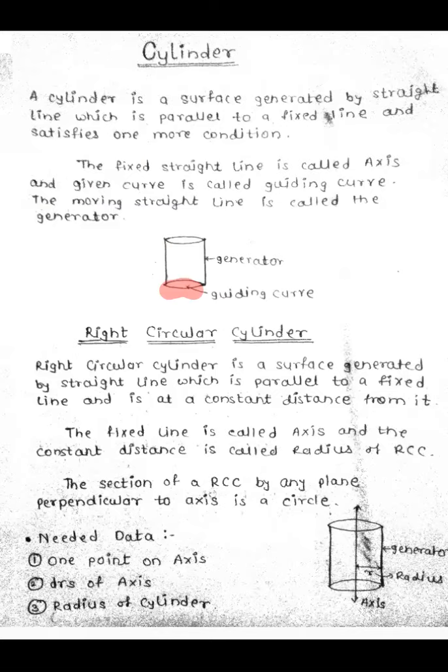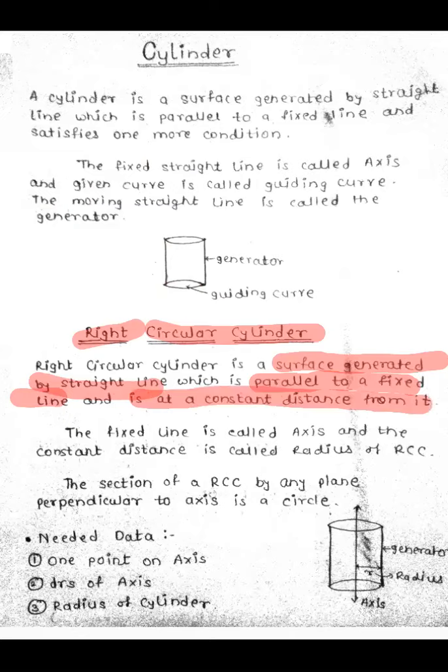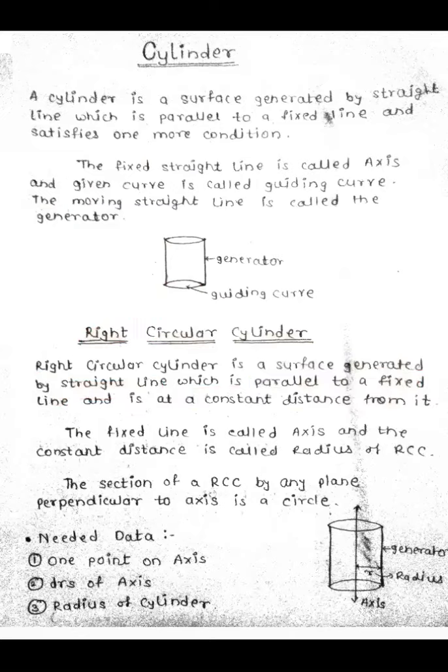Let's start with the right circular cylinder. A right circular cylinder is a surface generated by a straight line which is parallel to a fixed line and is at a constant distance from it. The difference between a cylinder and a right circular cylinder is that there is a constant distance.